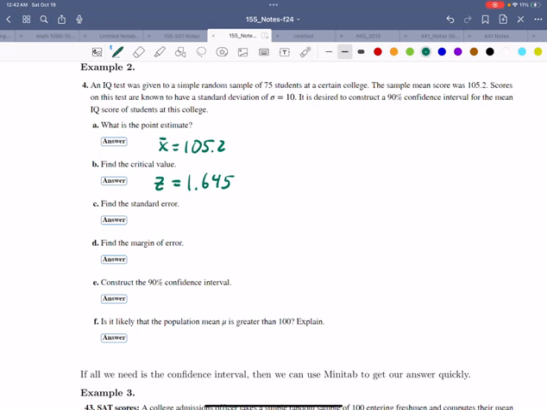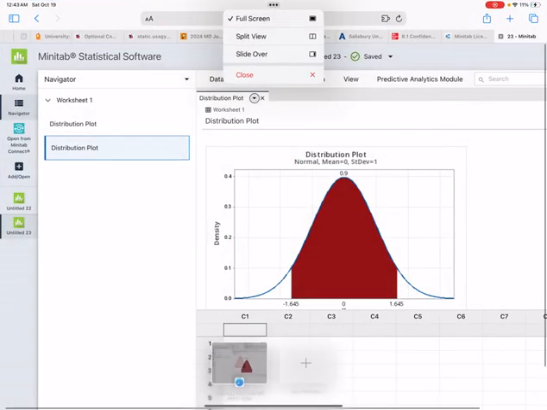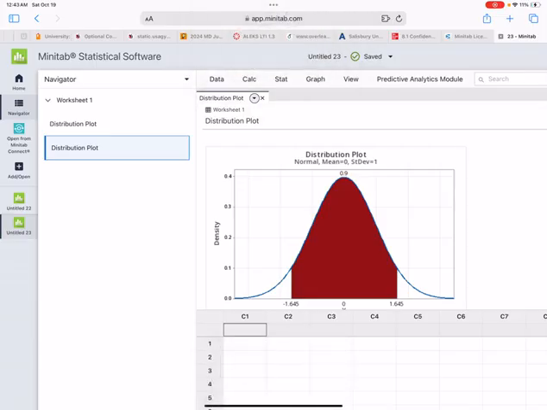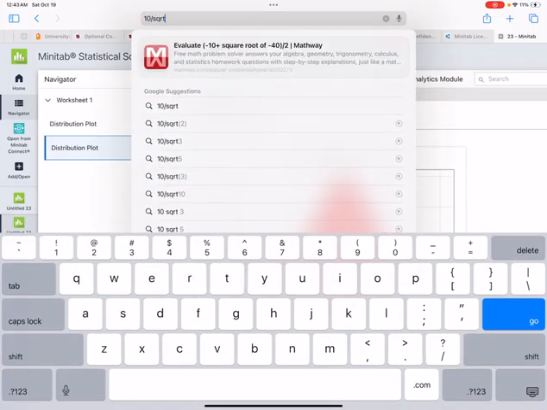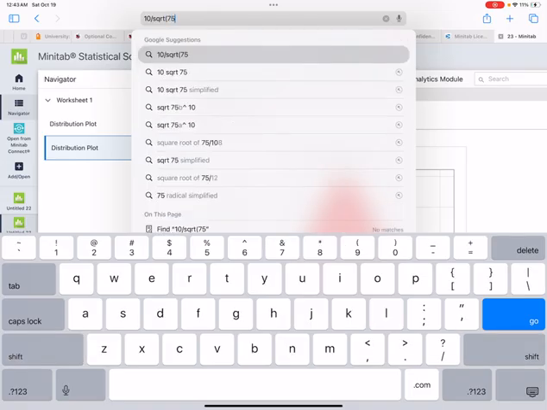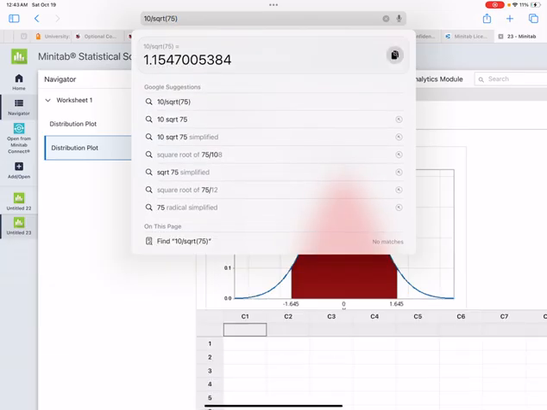There you go. And then find the standard error. That's not so bad. The standard error is going to equal sigma over root n, which is 10 over the square root of 75. Not the nicest numbers in the world. Let's calculate that, right? 10 divided by the square root of 75. 1.15, we'll say.